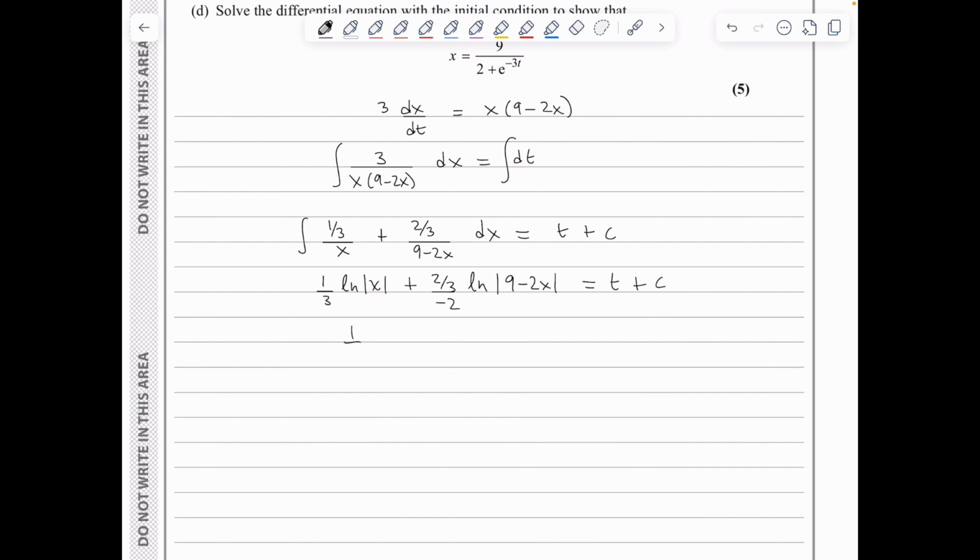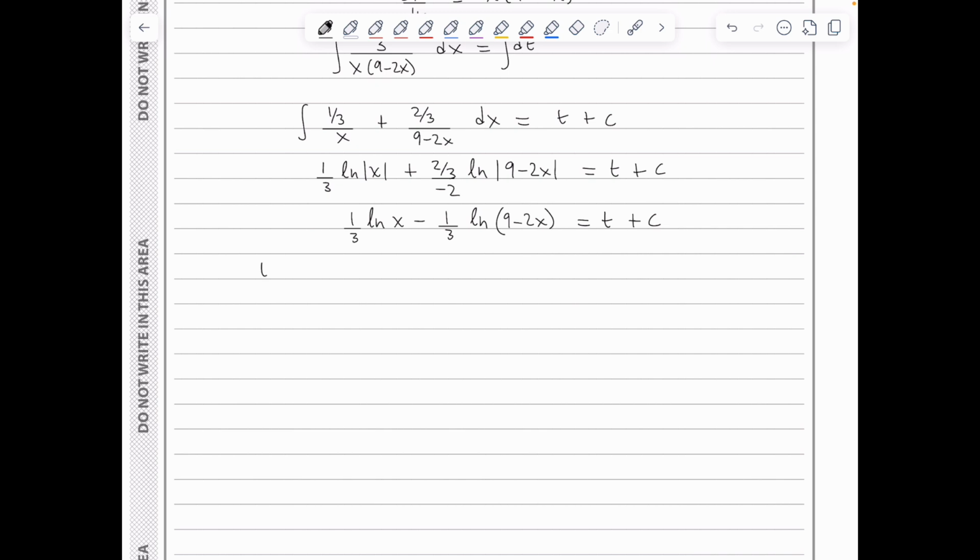So we're looking at a third ln of x minus 1 over 3 ln of (9 minus 2x) is equal to t plus c. I will be using the initial condition that when t is 0, x is 3 to determine the value of c. So we're looking at 1 over 3 ln of 3 minus 1 over 3 ln of (9 minus 2 times 3) is equal to 0 plus c. So we're looking at a third ln 3 minus a third ln 3 is equal to 0 plus c. Obviously c is equal to 0.